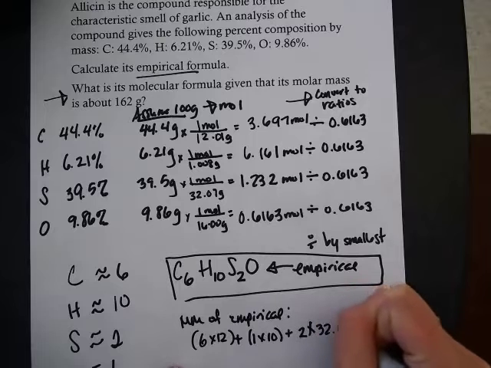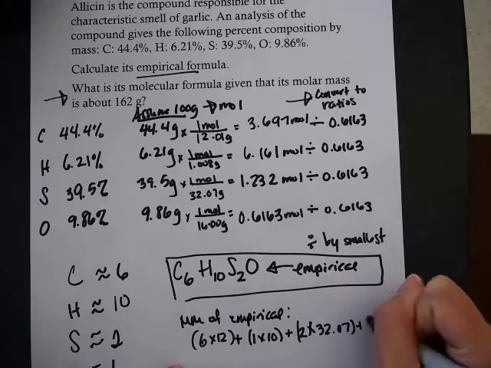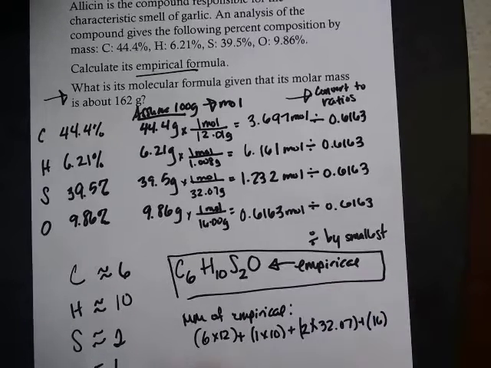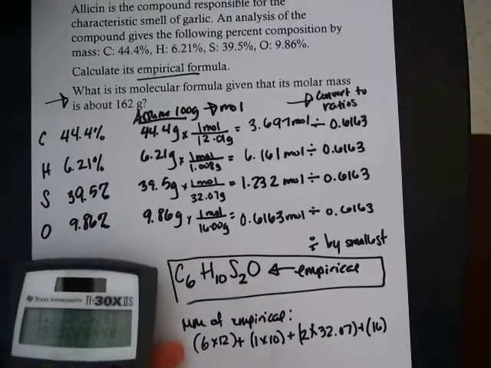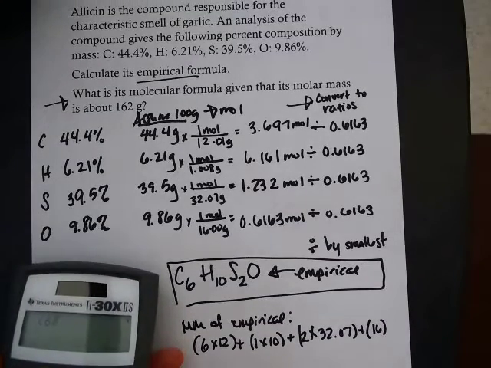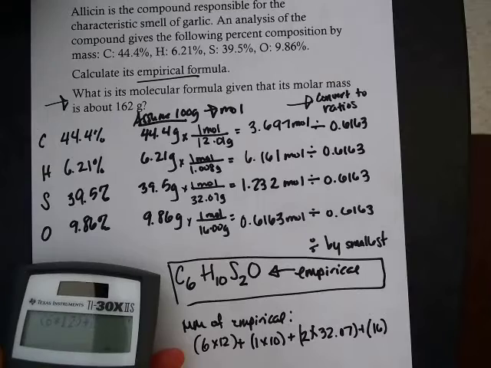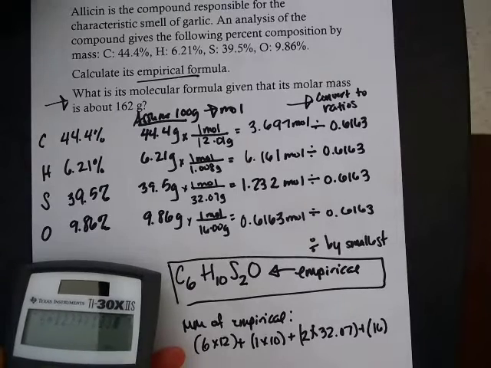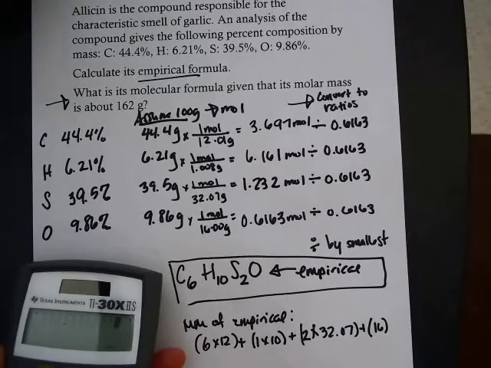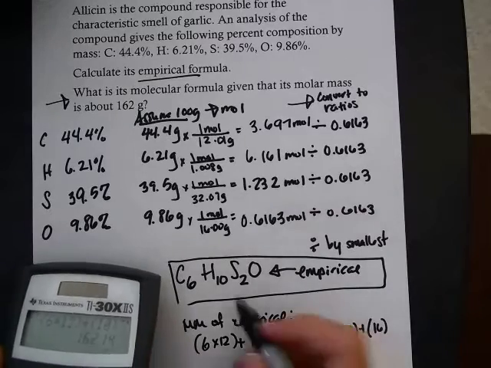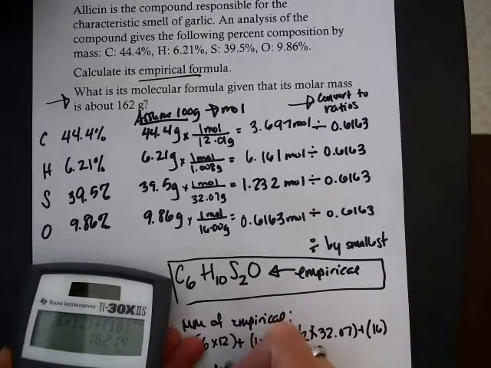So I have 6 carbons, which is about 12 grams per mole, 10 hydrogens, which are about 1 gram per mole, 2 sulfurs, and 1 oxygen. I'm going to add that all together. And I get about 162 grams per mole.